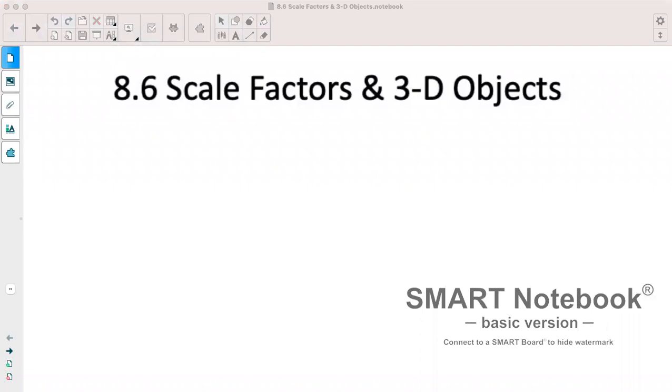Hi, today we are looking at section 8.6, which is scale factors and three-dimensional objects. So we'll be looking at the surface area and volume of our three-dimensional objects. So we will review our formulas for these.